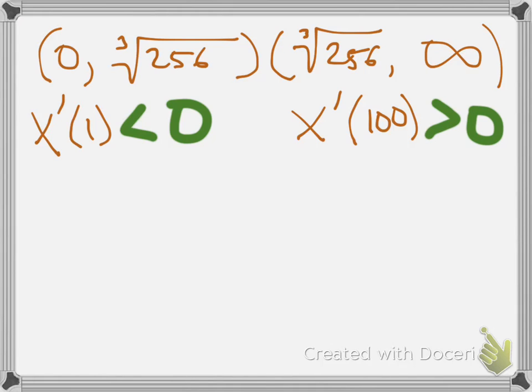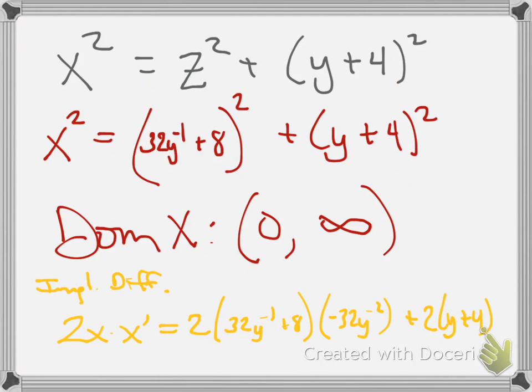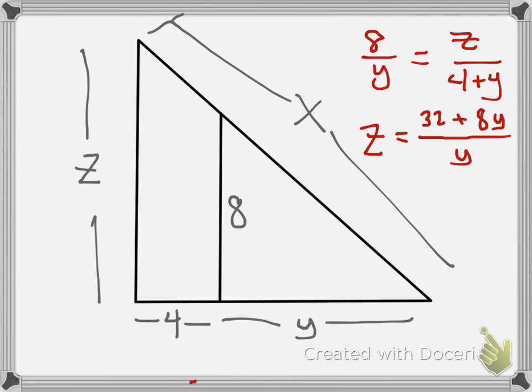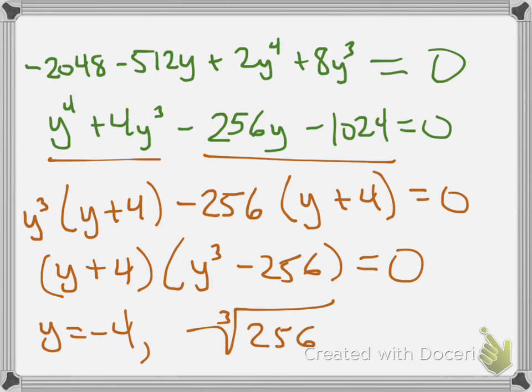And so this tells us that because x prime is negative and then positive, always negative before cube root of 256, always positive after cube root of 256, means that we have a minimum length of the ladder at the cube root of 256 for the value of y. Now, what do we actually have to do with that? The question wants us to, what is the length of the shortest ladder? So we actually have to calculate the length of the ladder, which means you need to plug your value of y into this equation here, the cube root of 256 into this whole entire equation, and then solve for x, needing to take a square root. And that'll give you your final answer. I'll let you do the work on that one since I've done all this other work for you.